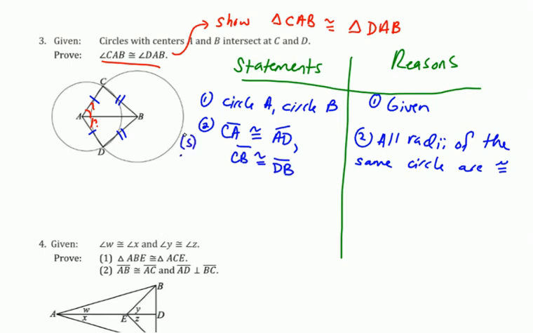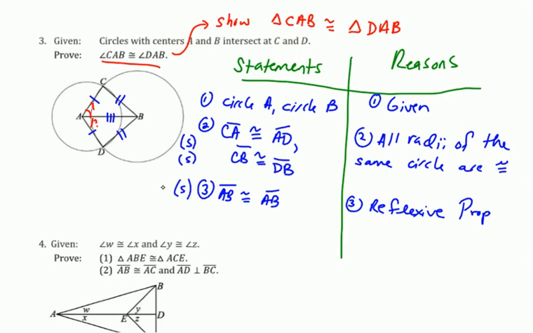This is 2 pairs of sides toward one of our triangle congruence theorems. Looking at the diagram, since I'm out of given information, I notice that these 2 triangles also share side AB. So by the reflexive property, we know the 2 segments are congruent. And this is our remaining pair of sides that allows us to use side, side, side. So in step 4, triangle CAB would be congruent to triangle DAB by SSS.